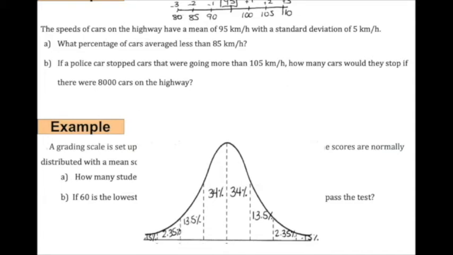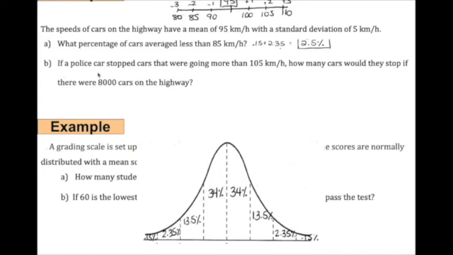Now this is what we want, and this is equal to 85 kilometers per hour. So the percentage is equal to 2.35% plus 0.15%.